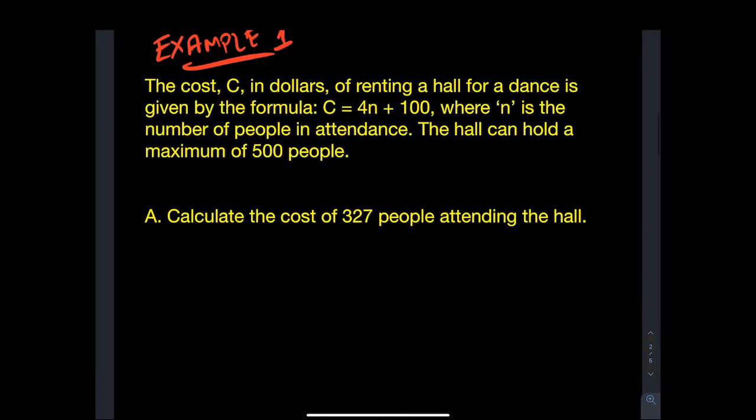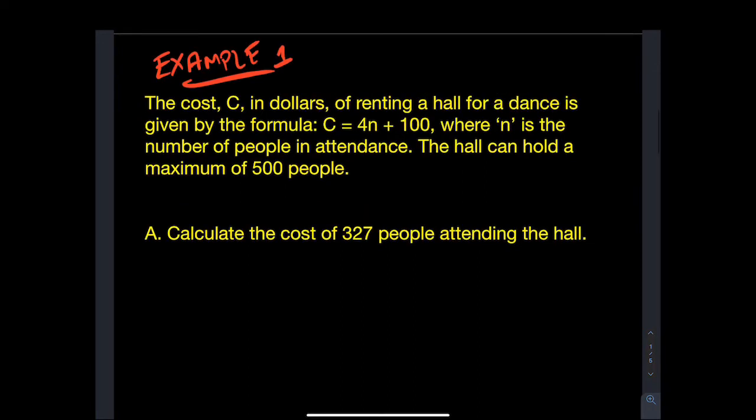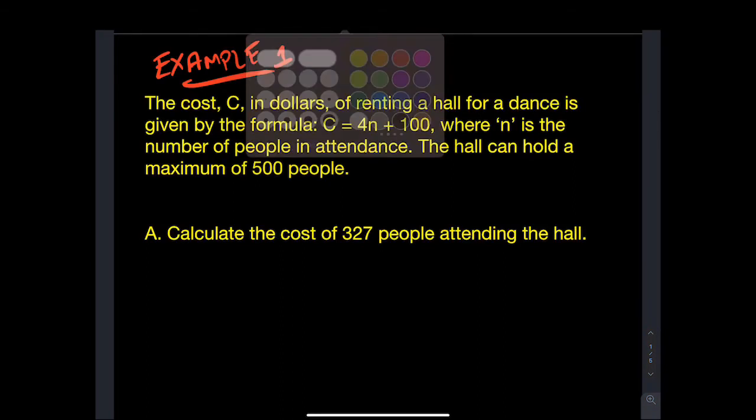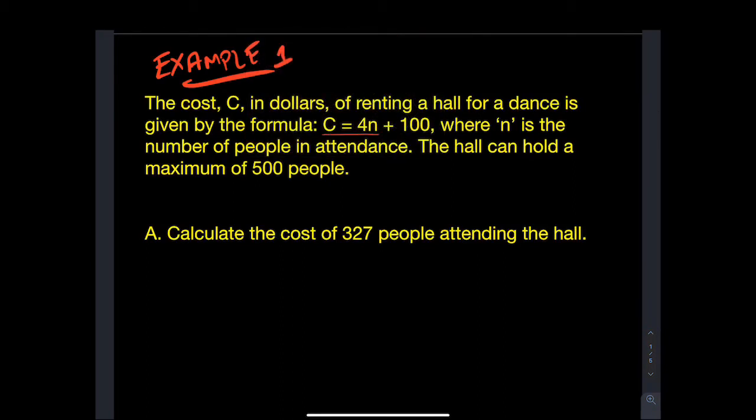But we'll see. So this is your standard word problem that you're going to see over and over again, right? The cost, C in dollars, of renting a hall for a dance is given by the formula. It's usually good when you're going through these types of word problems to underline any formula that it gives you. So we have this formula right here: C equals 4n, 4 times n, plus 100, where n is the number of people in attendance. The hall can hold a maximum of 500 people.